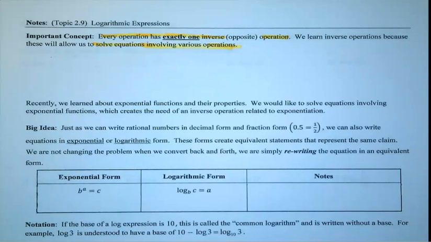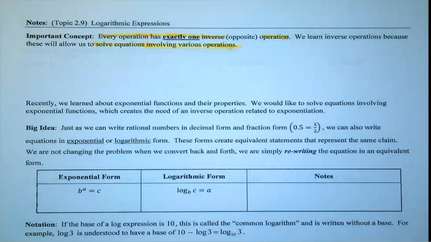Hello, today we are looking at 2.9 logarithmic expressions, and we're going to use some of the important concepts that we've talked about. We're going to start by recognizing that every operation has one inverse or opposite operation. We learned inverse operations because this is going to allow us to solve equations by utilizing what we know about the inverses and the inverse operations.